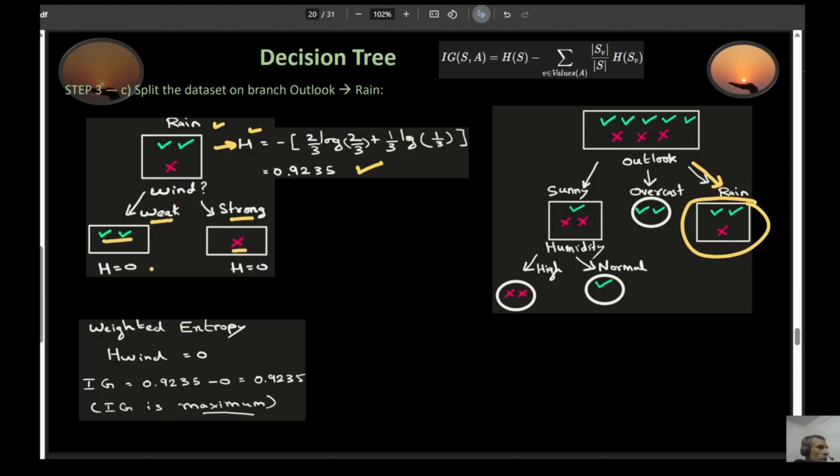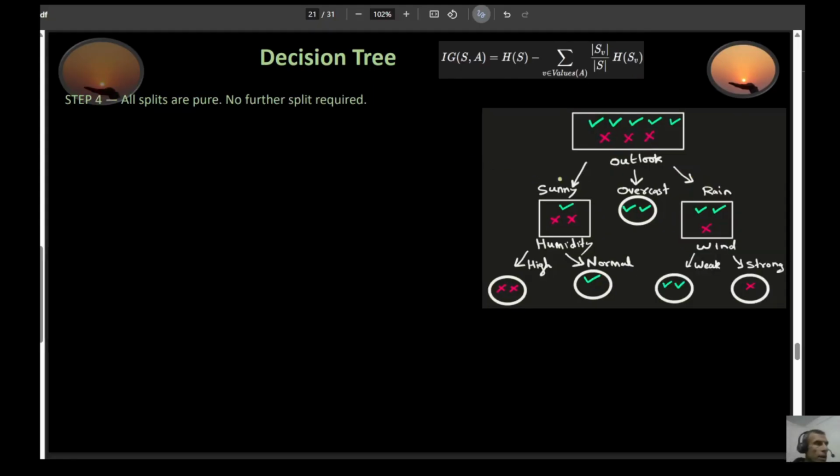This is pure. You can calculate your entropy, comes out to be 0 for both of them. So weighted entropy for this one also is 0. So my information gain using this expression comes out to be 0.9235. So information gain is maximum along this branch. So this wind is my splitting feature over here. And now you can see all your splits are done. This is pure, pure, pure, pure, pure. There's no further split required. So this is your final decision tree.